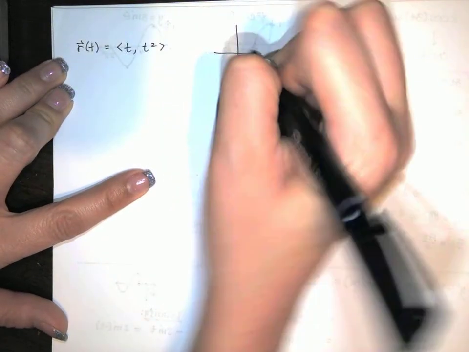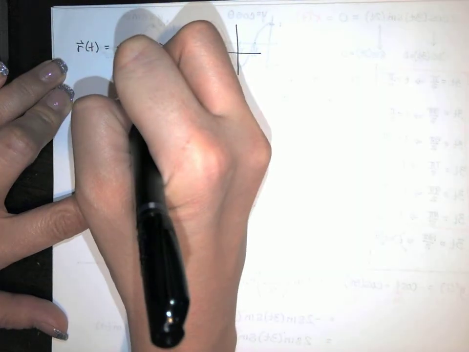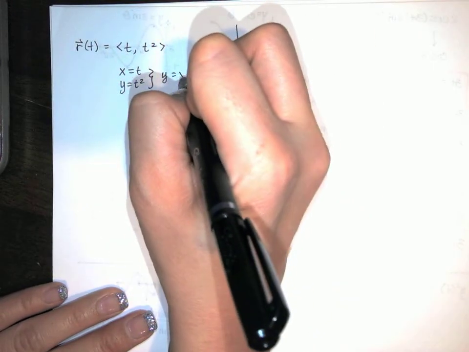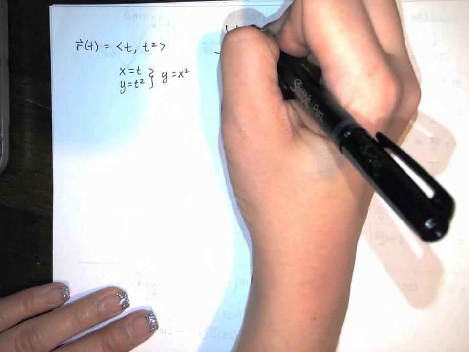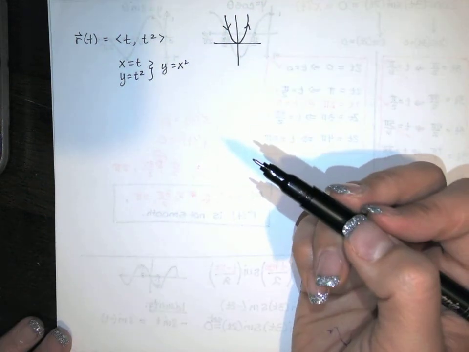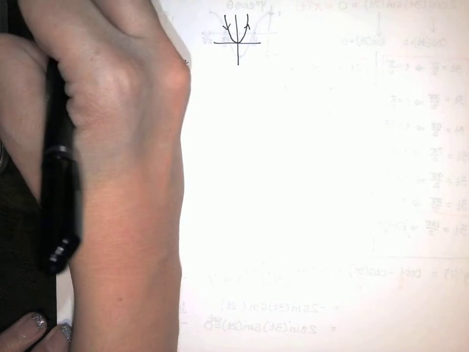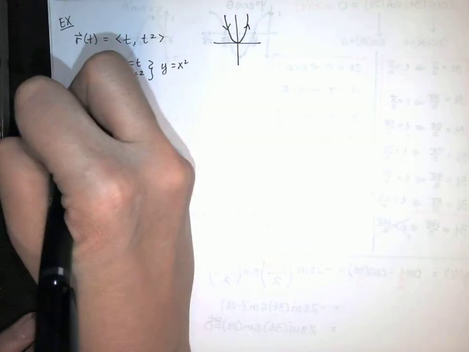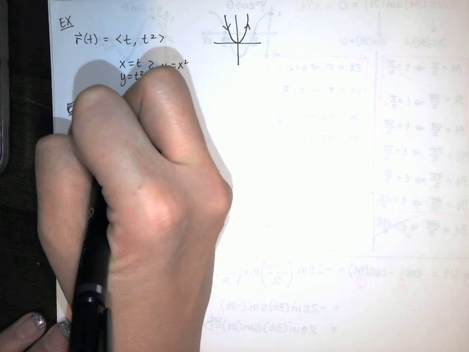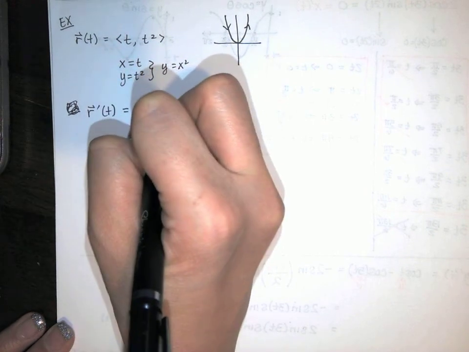Let's look at r of t with components t and t squared. x equals t, y equals t squared. So if you put those two together, you replace this t with an x, you get y equals x squared. We've seen this one before, it's just a parabola. As t increases, x increases, so it looks like that. If I want to find the intervals where this is smooth, first I need to compute r prime, and I get 1 and 2t.